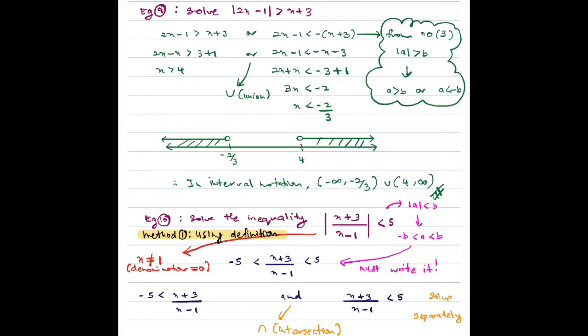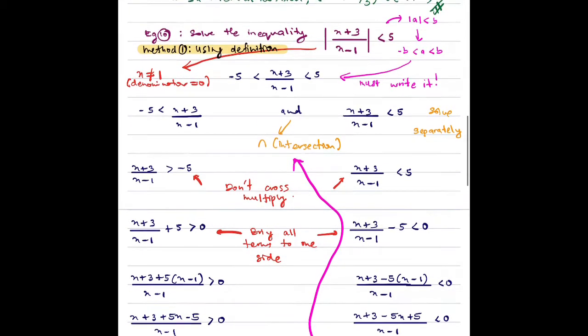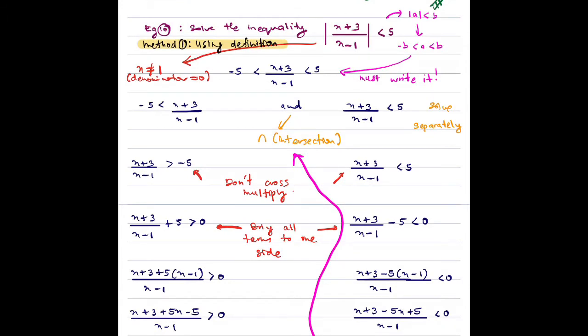In interval notation, the answer is negative infinity to negative 2 over 3, and at negative 2 over 3 it is an open interval, which means it does not include the endpoint. Then union, because we have two shaded areas, so you must put union here, with 4 to infinity, open interval. Both are open intervals. Okay, next question.